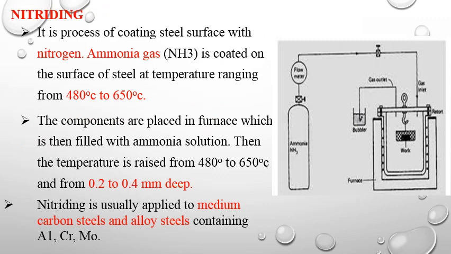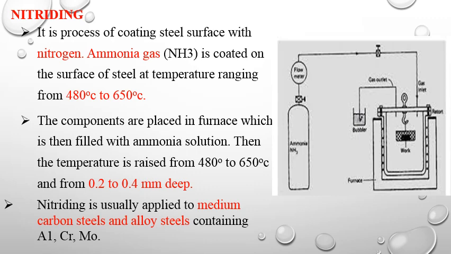Next one is nitriding. It is a process of coating the steel surface with nitrogen from ammonia gas, at a temperature of 400 to 480 degrees centigrade up to 650 degrees centigrade. The furnace is then filled with ammonia, and the temperature is raised to give a case 0.2 to 0.4 mm deep.